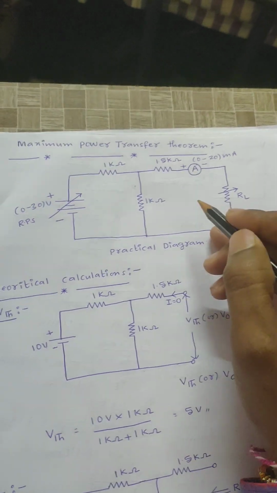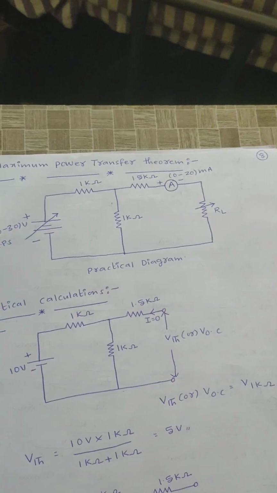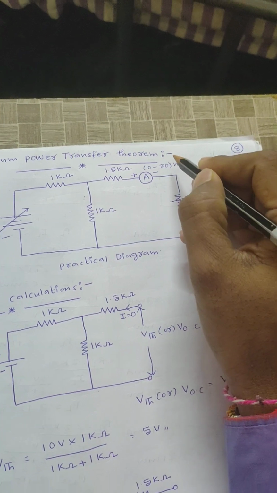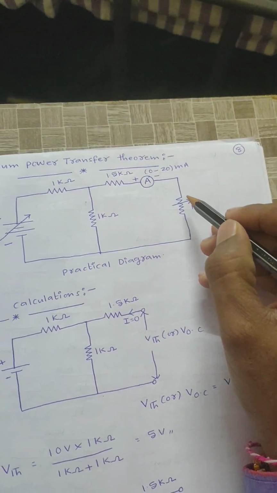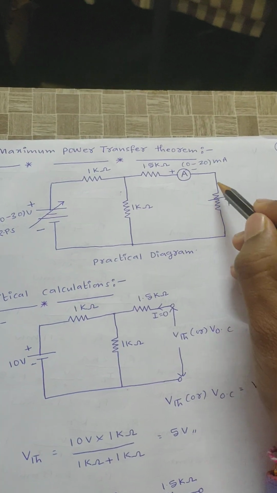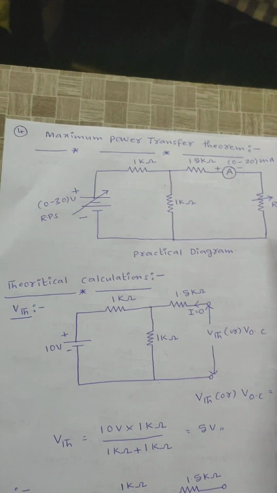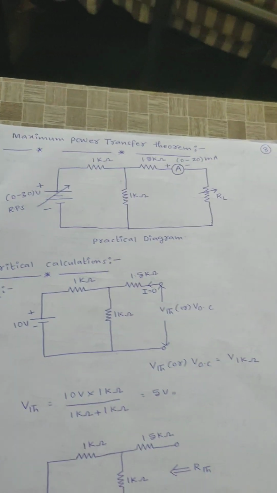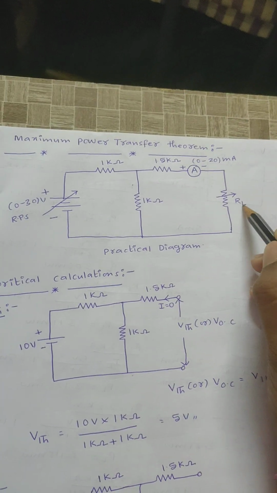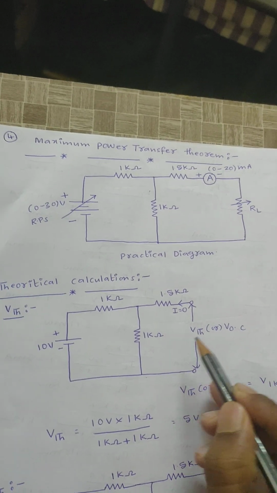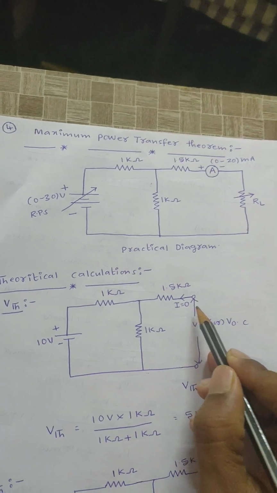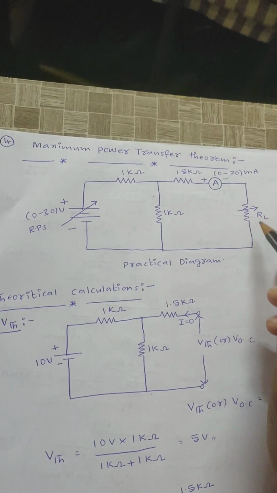Good evening all. Now I would like to discuss the maximum power transfer theorem theoretical calculations. In case of the maximum power transfer theorem also, to calculate load current, I have to use Thevenin's theorem only. We already know that in Thevenin's theorem, to calculate load current, first we need to calculate Thevenin's voltage, right? To calculate Thevenin's voltage, step 1, remove the load resistance RL.